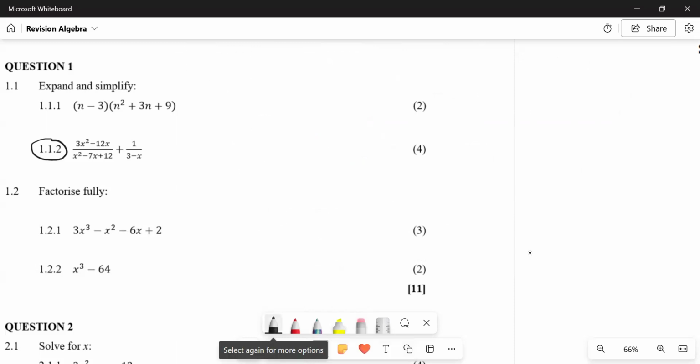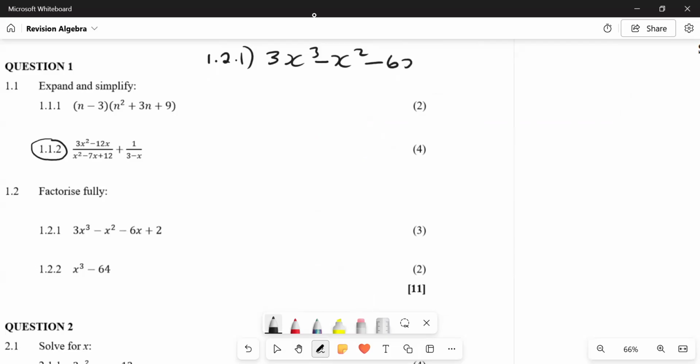I'm only selecting interesting questions, guys. Interesting questions, ne? So now I'm taking 1.2.1. So you have 3x cubed minus x squared minus 6x plus 2.